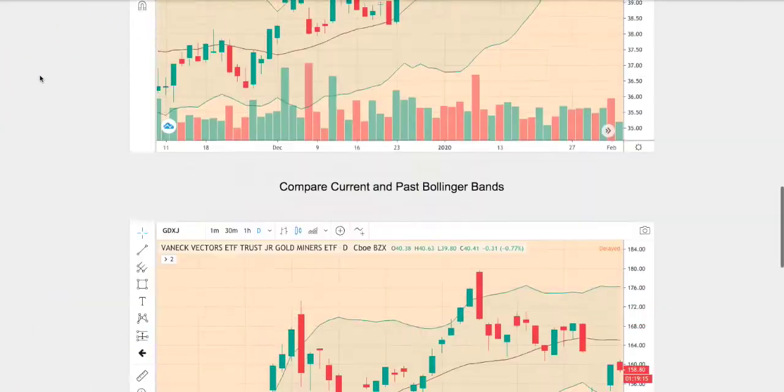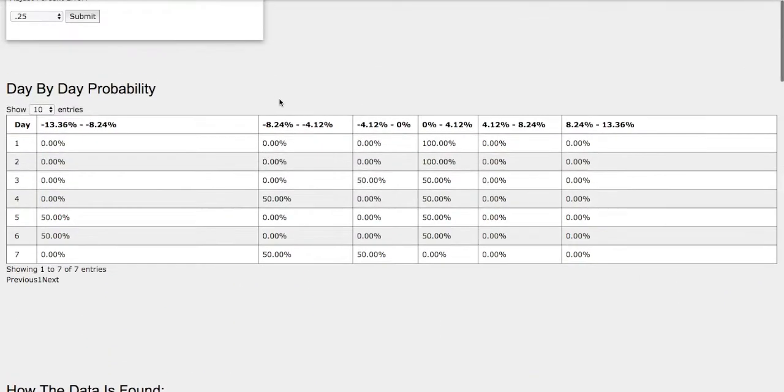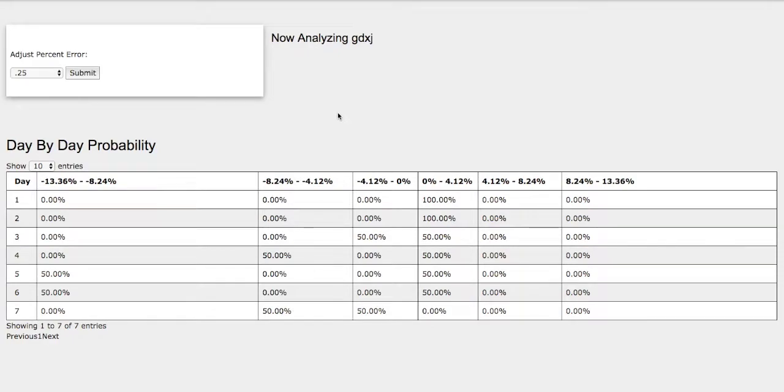So back to the day-by-day probability model. This model is now available in the link below, so do check it out. So as the day progresses, we see a slight favor to the downside. We see overall chance to the downside, no chances of gold miners heading higher, in favor of 0 to 4% down, or 4% to 8% down.